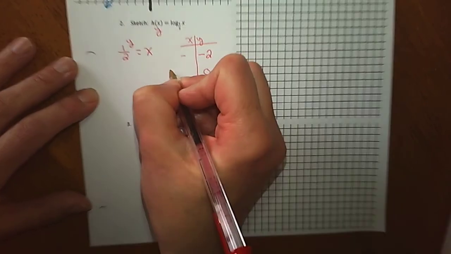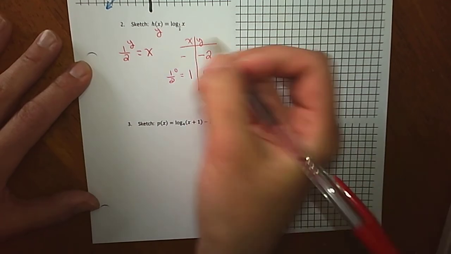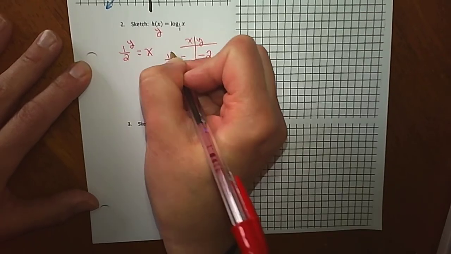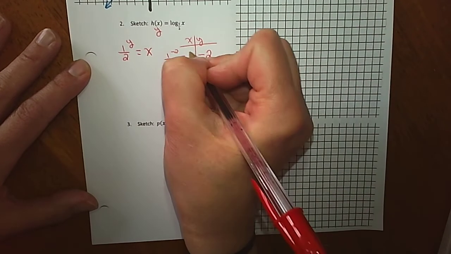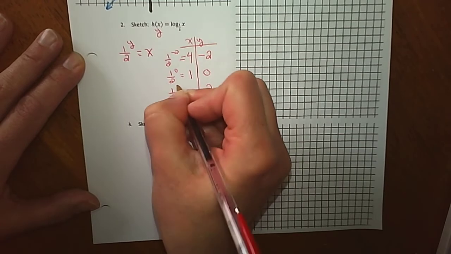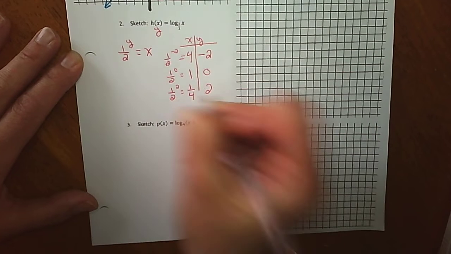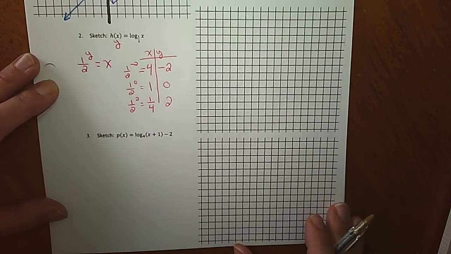So you're going to do it over here. I like to do the 0 power. 1/2 to the 0 power is 1. I'm going to do 1/2 to the -2. What does that equal? 4. And 1/2 squared is going to be 1/4. Okay, so now I'm going to set this up.